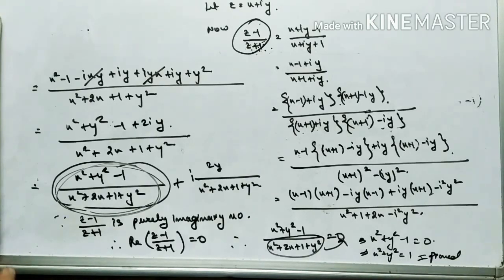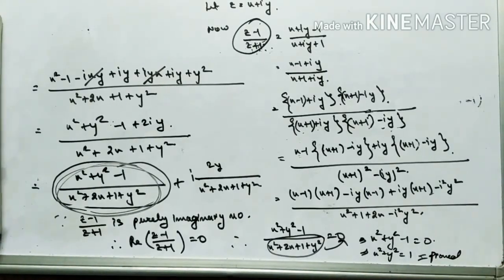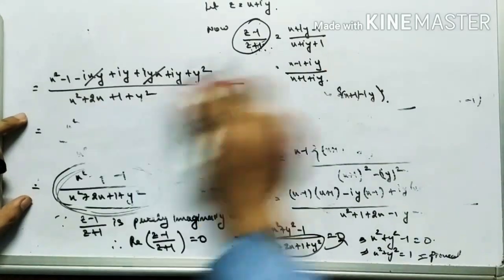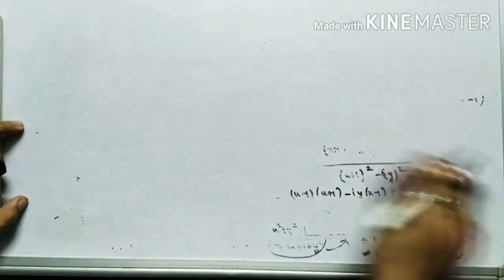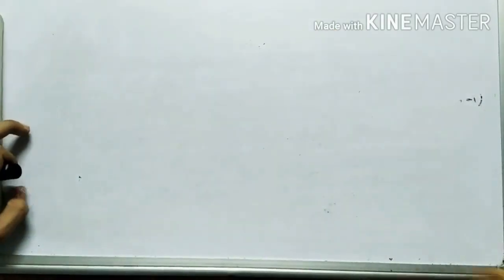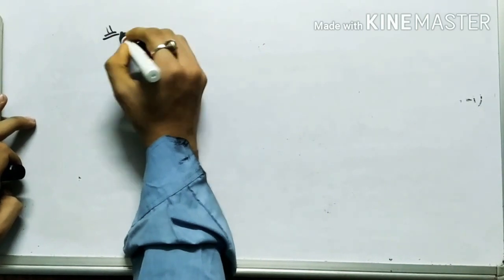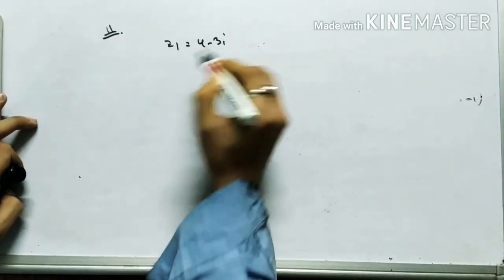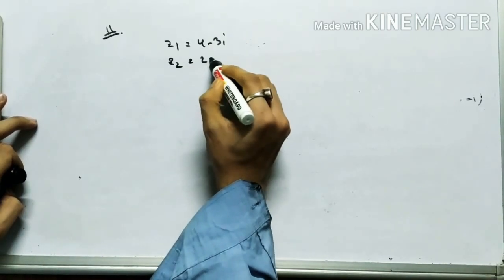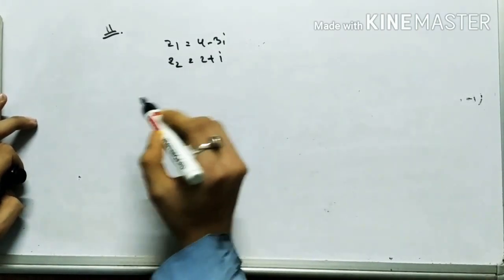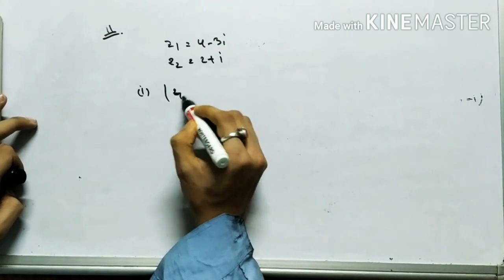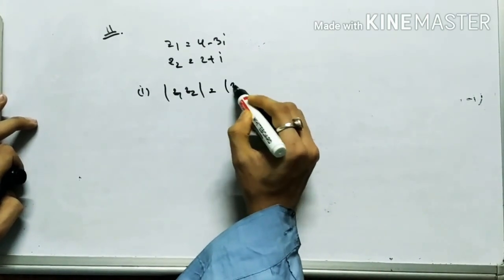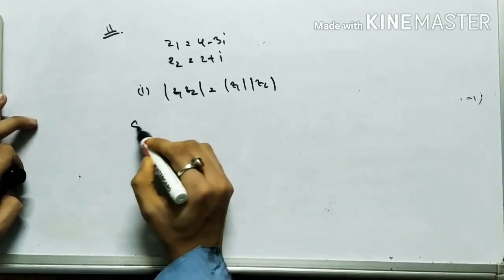Okay, I hope you have understood. Next I will go to question number 11. Rest you try to do by yourself. Z2 is equal to 2 plus i. So I have to verify that modulus of Z1 into Z2, this is Z1 into Z2, I have to verify.